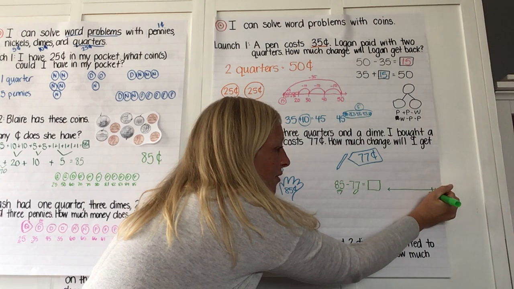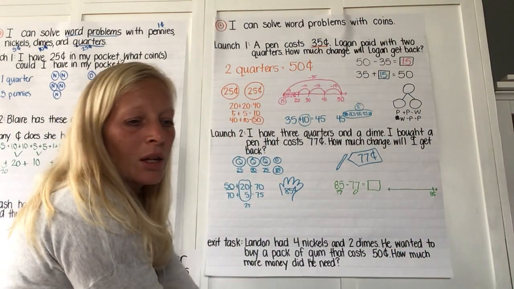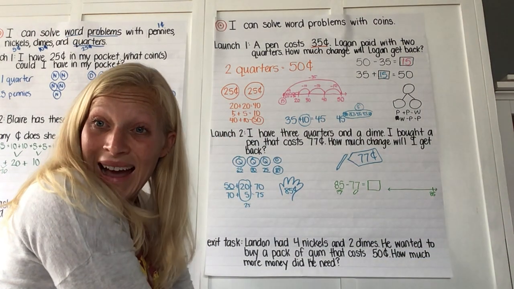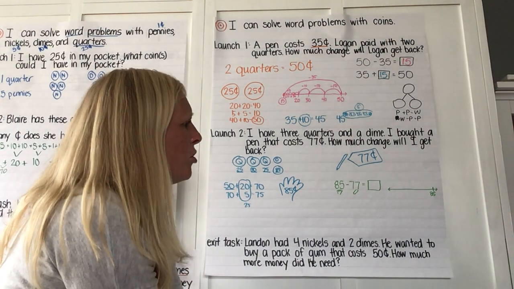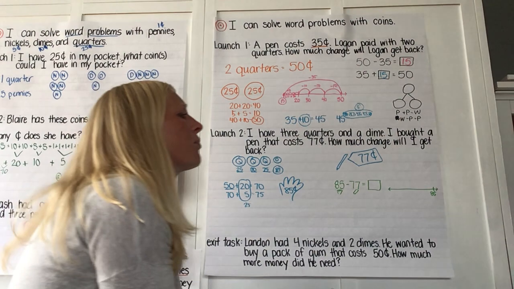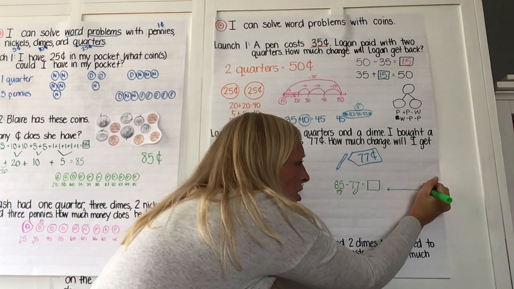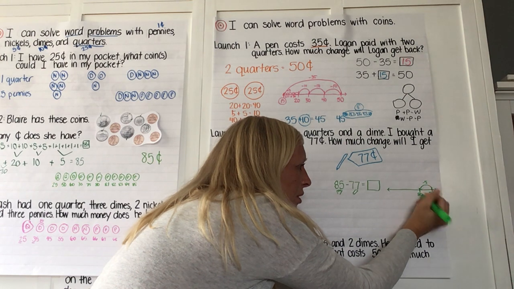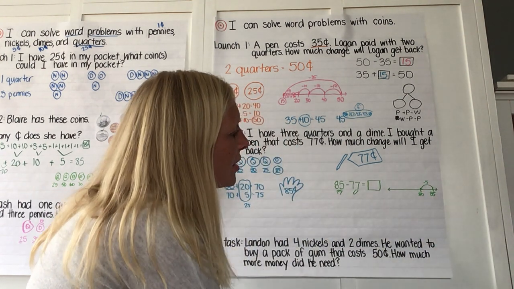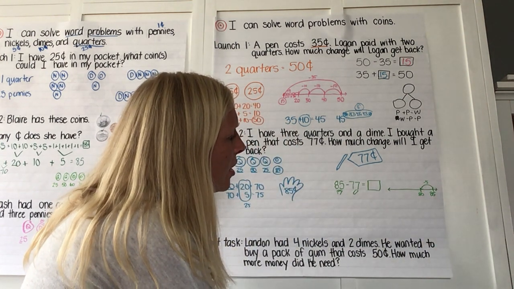Why did you start at 85? That's how much money you had, right? Okay, or what you gave to the cashier. What did you do next? Why did you jump 5? There's that 80, there's that friendly number. 10 is a friend, right? And then what did you do?